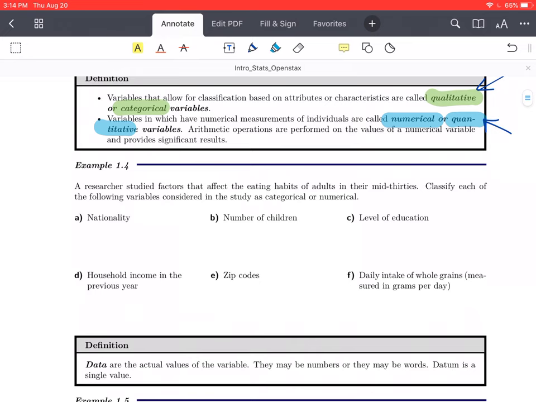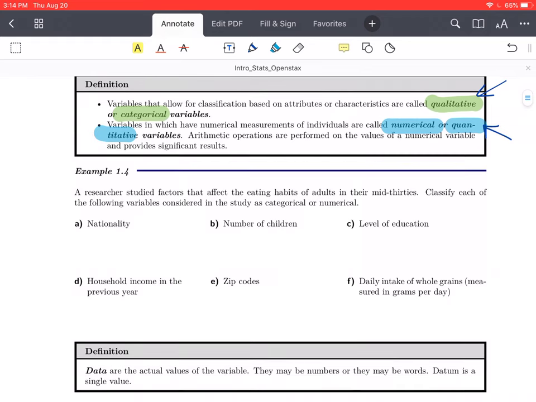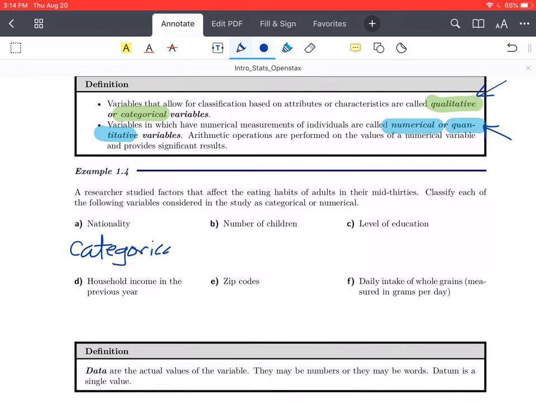Qualitative or quantitative. A researcher studied factors that affect the eating habits of adults in their mid-30s. Classify each of the following variables considered in the study as categorical or numerical. All right, nationality. Is that numerical? Not really. So this one would be categorical. Number of children. Keyword, number. So this one is numerical.